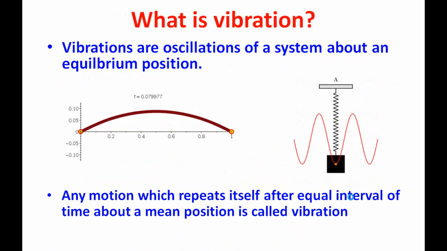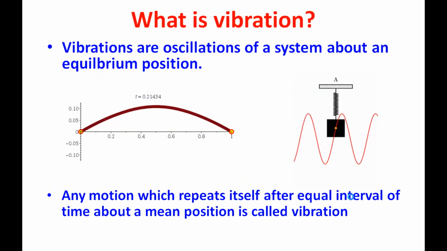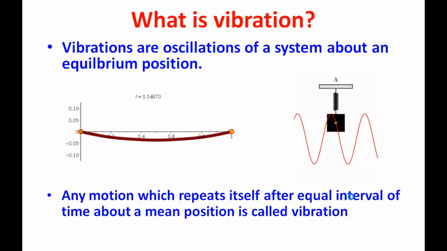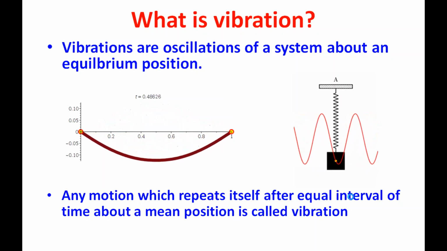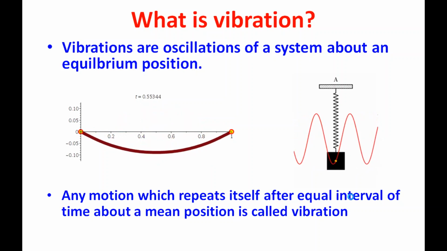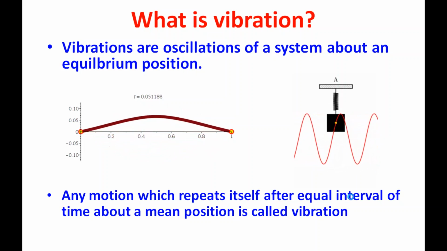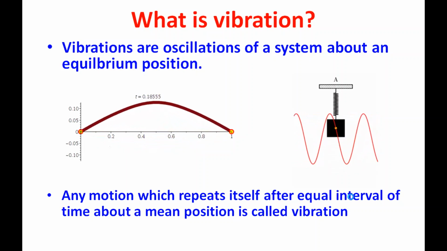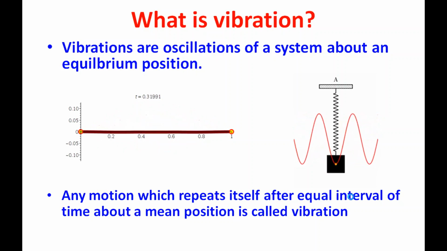In the earlier part, we have discussed what is vibration, what are the various types of vibration, and how to define the vibration characteristics. All these things we have discussed in the earlier part. So in simple terms, we can say vibration is nothing but an oscillation of a system with respect to an equilibrium position, or we can say any repeated motion is vibration.